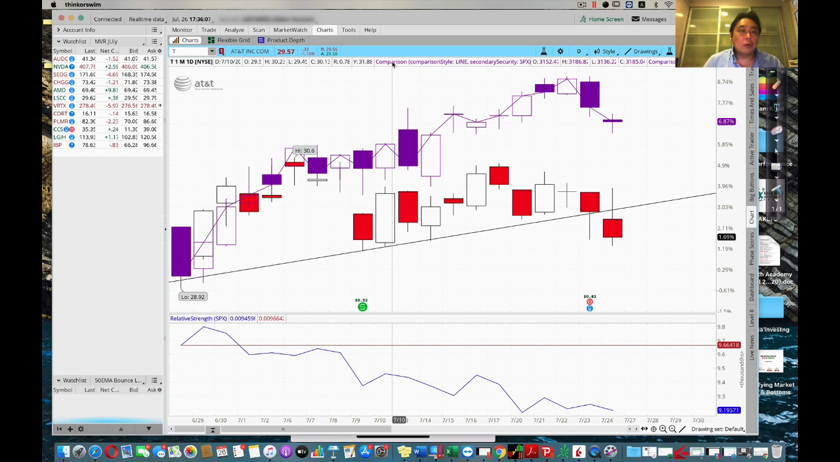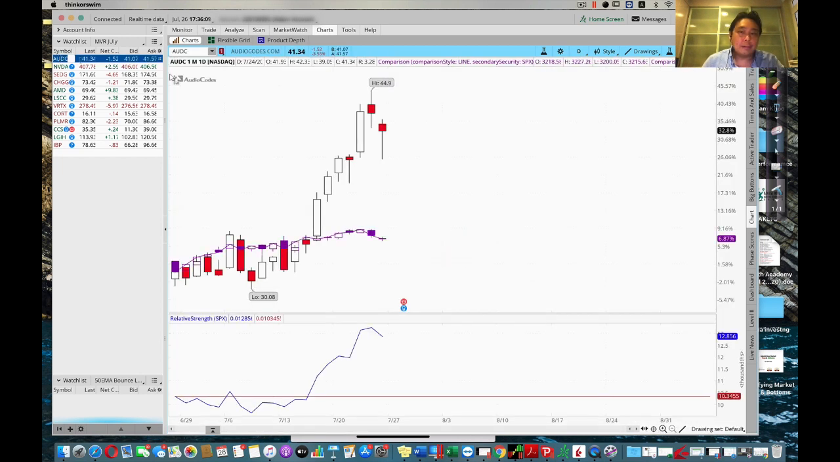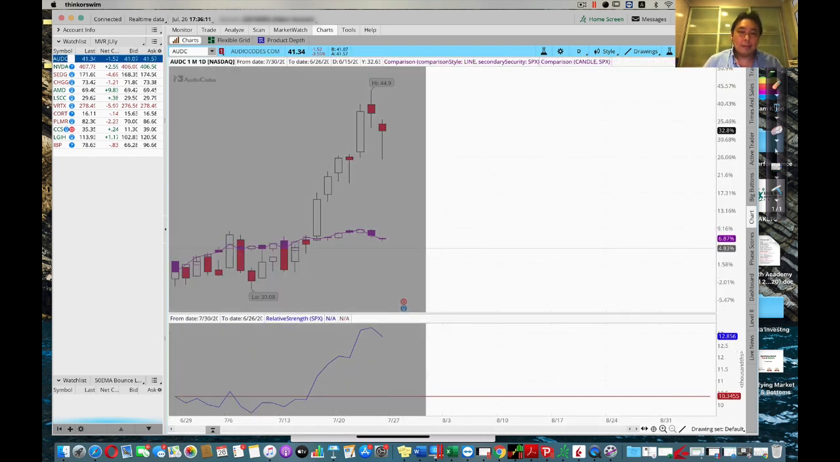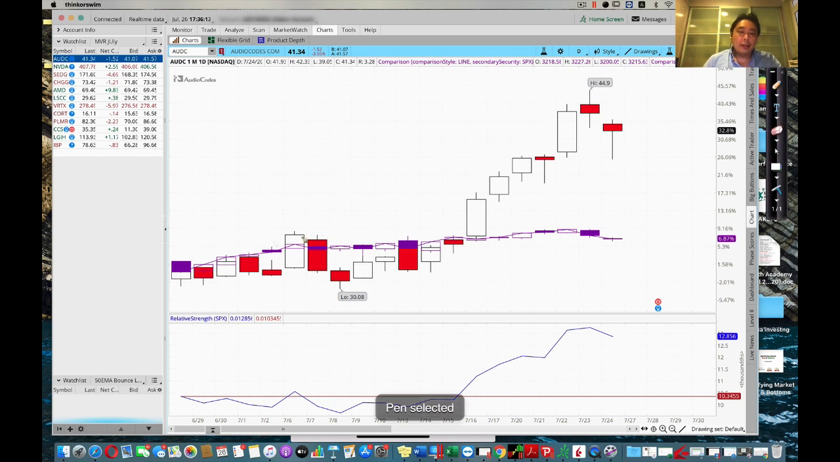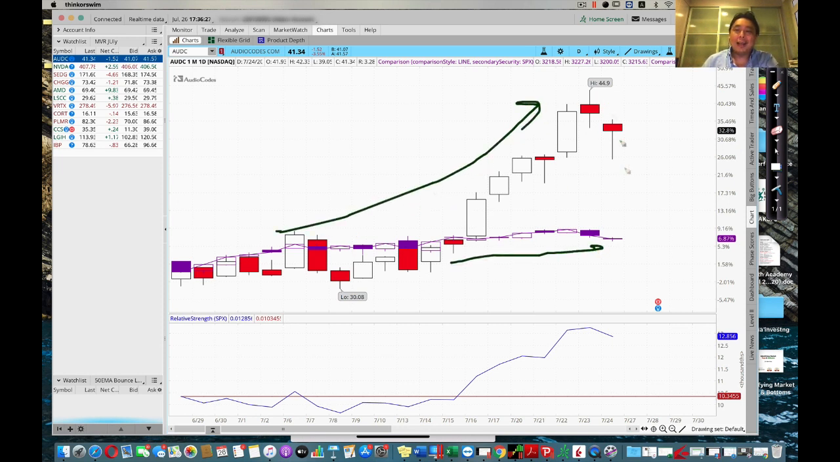Okay, so let's look at the first one, AUDC. This purple line that you see, that's the S&P 500, and this is the stock over here. So you can see the AUDC went up a lot more than the S&P 500. So it outperformed the S&P 500. These stocks are meant to outperform. And you can see the relative strength, very, very strong over there.